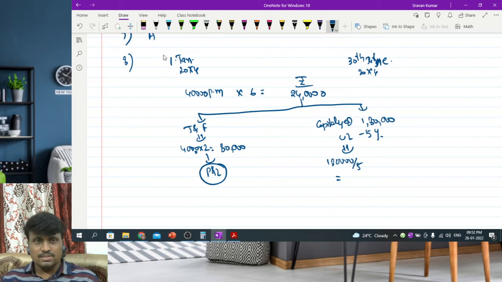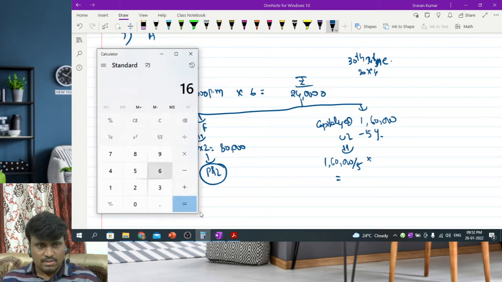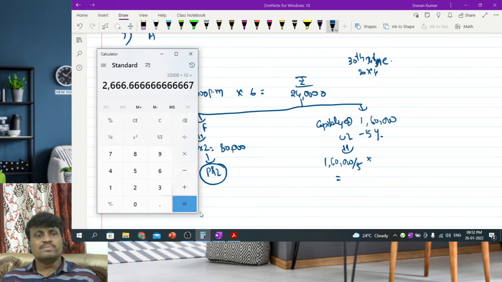So how much? Sorry, this amount is 1,60,000, right? 1,60,000 into 5 into... how many months we have to consider? So we clear. 1,60,000 by 5 into, so by 12.